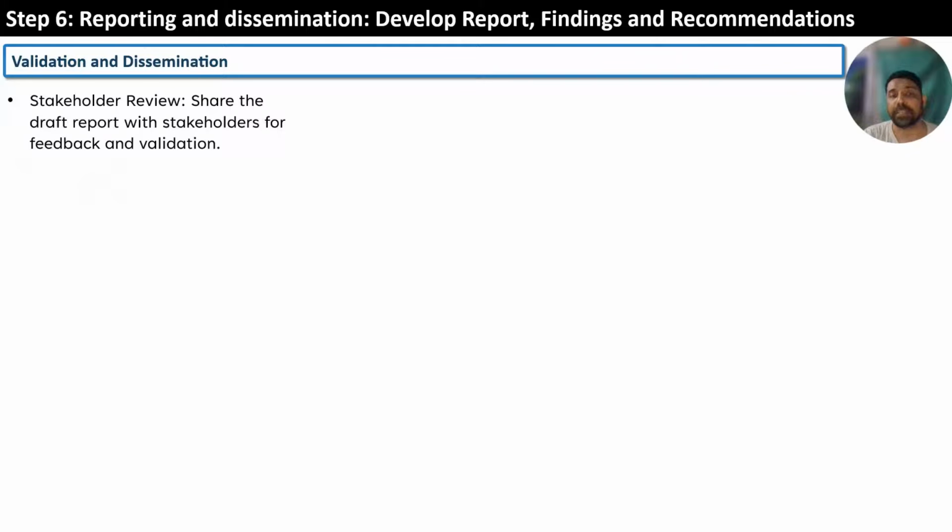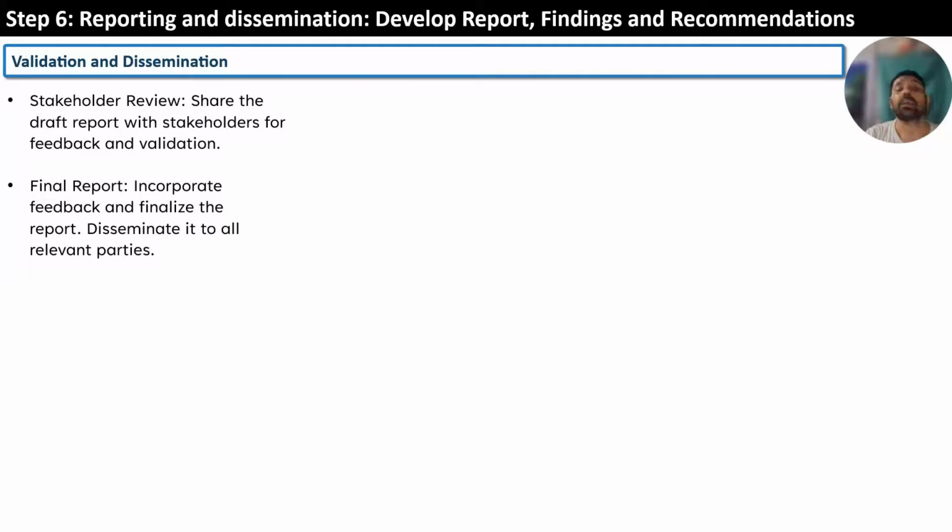Validation and dissemination. We first need to do a stakeholder review: share the draft report with stakeholders for feedback and validation. Then develop the final report, incorporate the feedback, finalize the report, and disseminate it to all relevant parties.